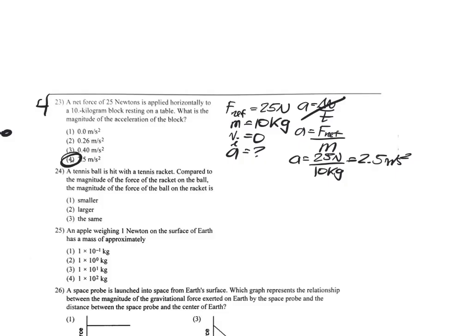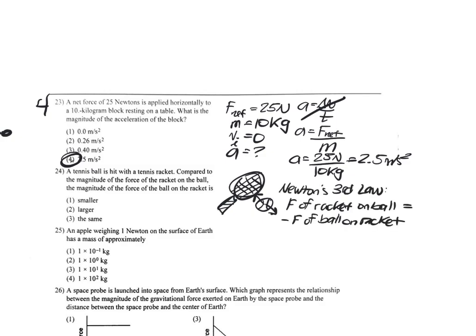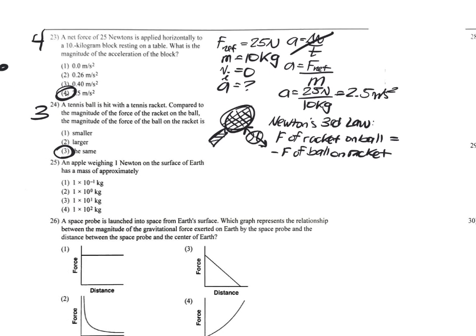All right, 24. So 23 is Newton's second law. 24 is Newton's third law. So a tennis ball is hit with a tennis racket. So the tennis racket hits a tennis ball. There's a force on the tennis ball. Well, the tennis ball says, you know what, racket? I'm going to hit you right back, because the force is going to be equal. The force of the racket on that ball is equal to the force of the ball back on the racket in the other direction. So comparing the two forces, they are going to be the same. Choice 3.